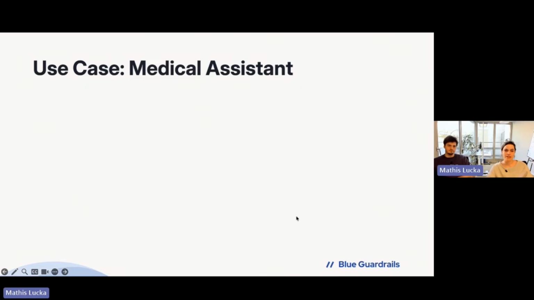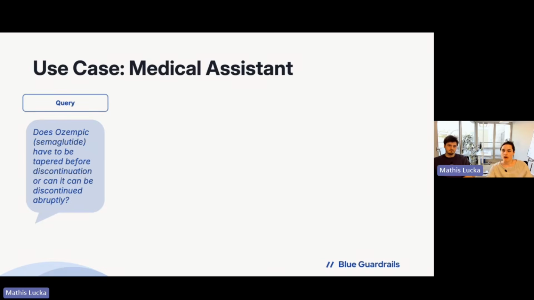So the use case that we tried out is, let's call it a medical assistant. It's a pretty standard RAG use case. So we start out with a query. For example, does Ozempic, semaglutide have to be tapered before discontinuation, or can it be discontinued abruptly? I'll tell you more about these questions in a second.